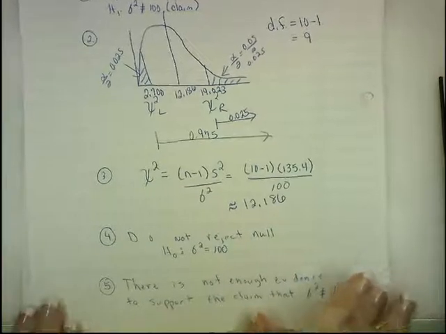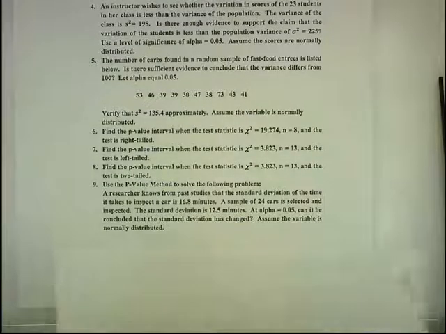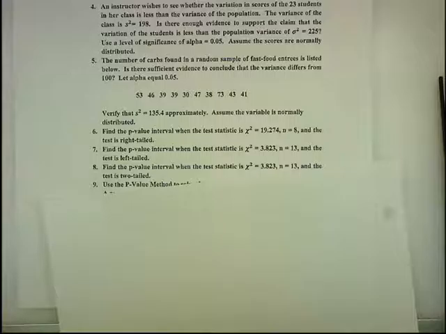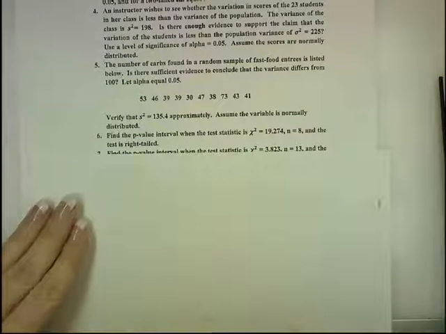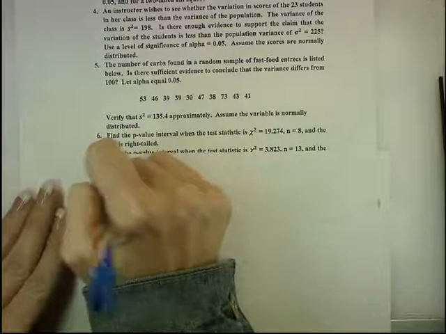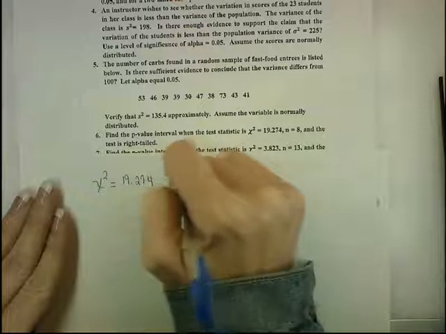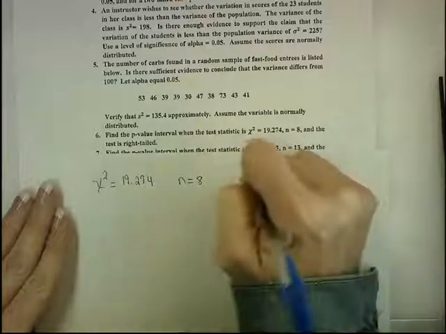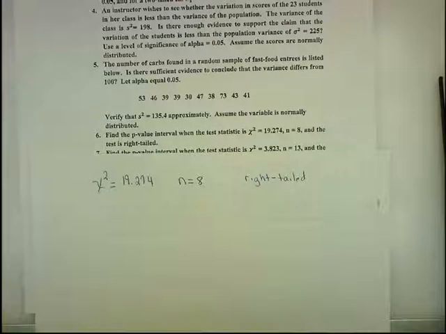P-value. P-value intervals are something we're going to have to find. And that is why I took the time to show you 6, 7, and 8, which would be the 3 different situations that would arise when you're trying to find the p-value interval. You need the test statistic to find the p-value interval, so number 6. Find the p-value interval when chi-squared, which is the test statistic, is 19.274. N is equal to 8, and we know this test is right-tailed. It's a right-tailed chi-square test, either for variance or standard deviation.